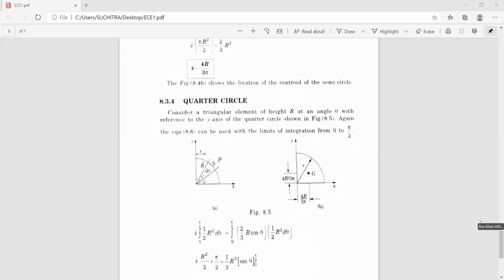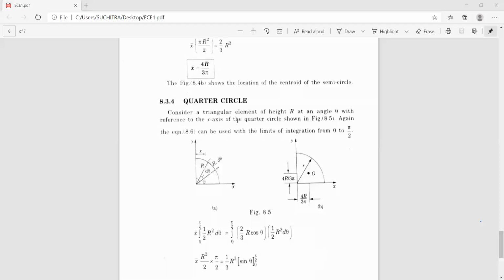Quarter circle. Now here, consider a quarter circle which is not symmetrical about either the x-axis or the y-axis. So consider a quarter circle of radius r, and consider a triangular elemental area, which makes an angle theta with respect to the x-axis, and which makes an included angle d theta, and the base of which is r d theta.